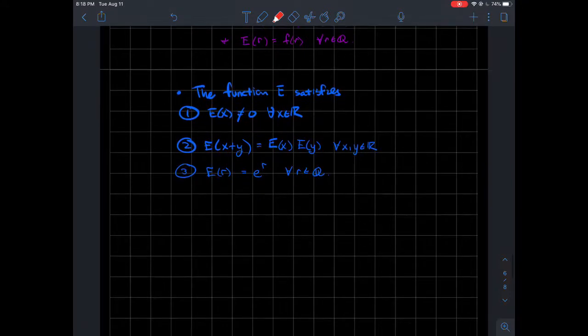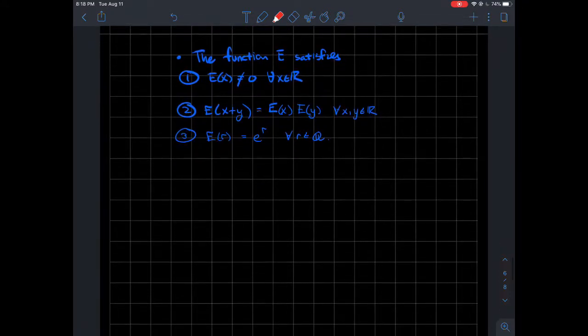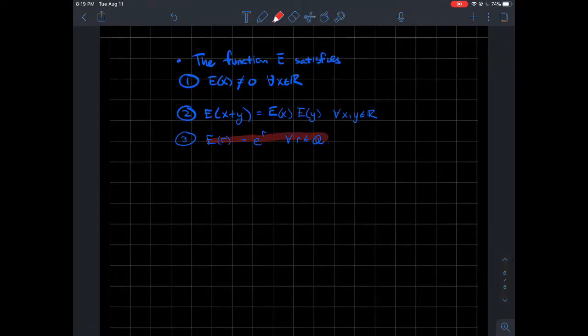So the function capital E satisfies the following. It's never ever 0, so it doesn't have any x-intercepts. It's got this pretty cool exponent rule from which we could derive the rest. But then the last thing here is kind of what I was touching on above. E of r for any rational number is just little e to the rth power. And so in particular, this does the same thing as the exponential rules that I know and love.